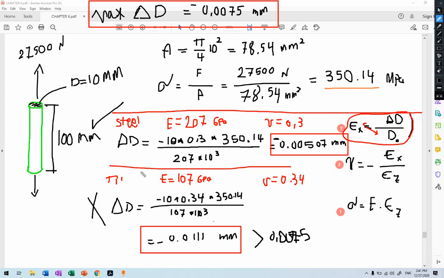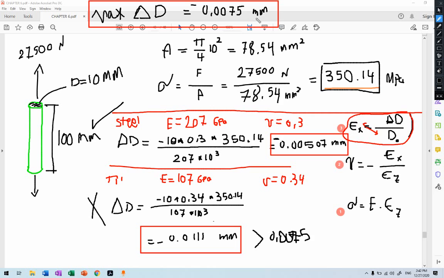So we can say that the steel is the only candidate, since the applied stress is less than the yield strength, which is 400 megapascal, and the change in diameter delta D, 0.005 millimeter, is smaller than the maximum allowable delta D, which is 0.075 millimeter. That will be enough for the elastic zone.